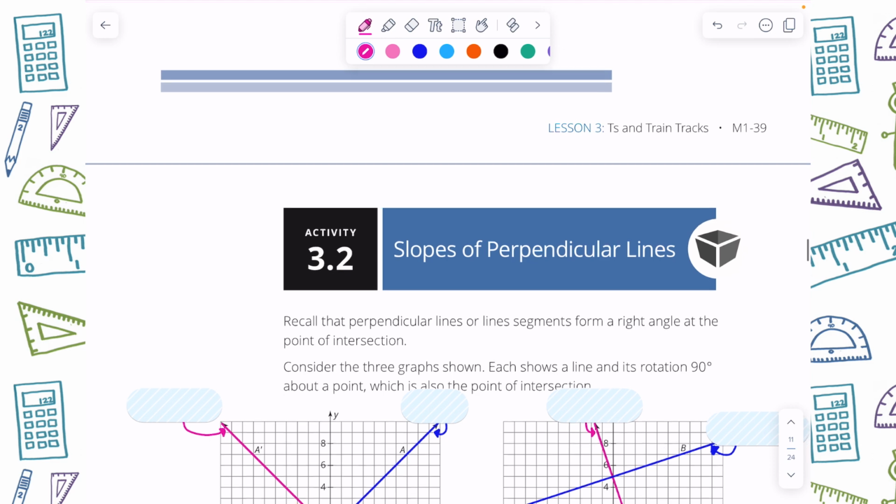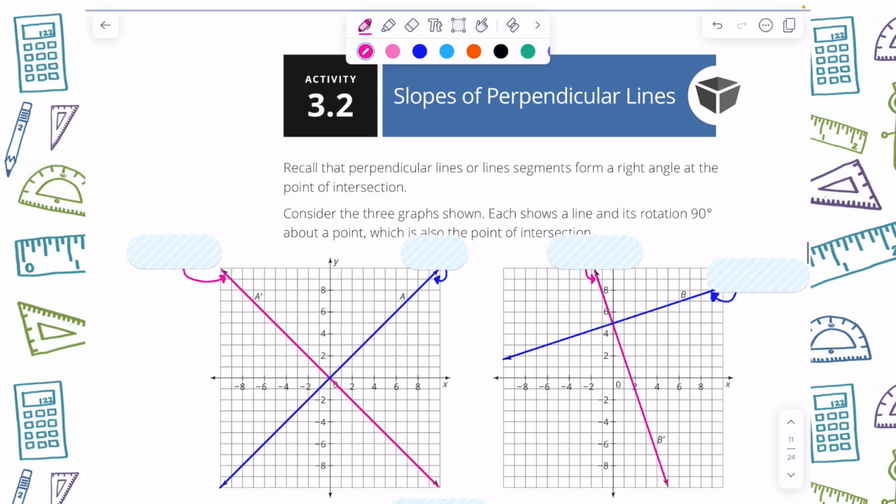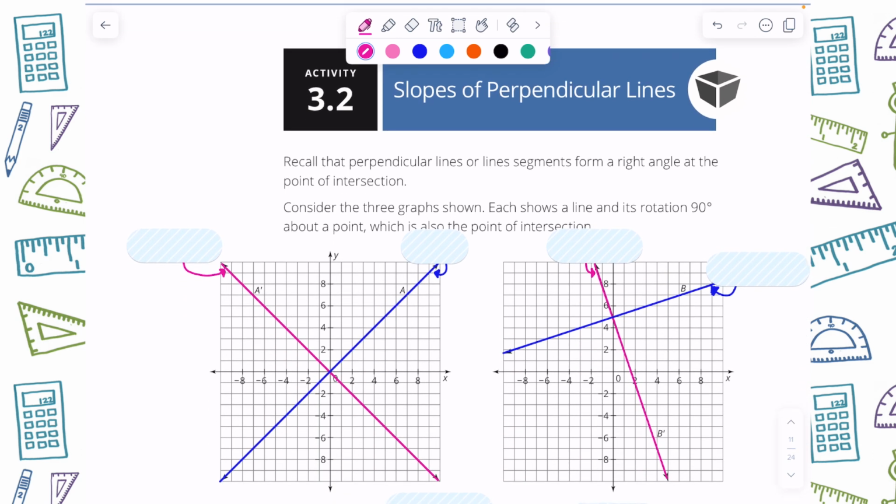So now we're on page 40, and we're going to look at activity 3.2. So slopes of perpendicular lines. So it says, recall that perpendicular lines or line segments form a right angle at the point of intersection. Consider the 3 graphs shown. Each shows a line and its rotation 90 degrees about a point, which is also the point of intersection.